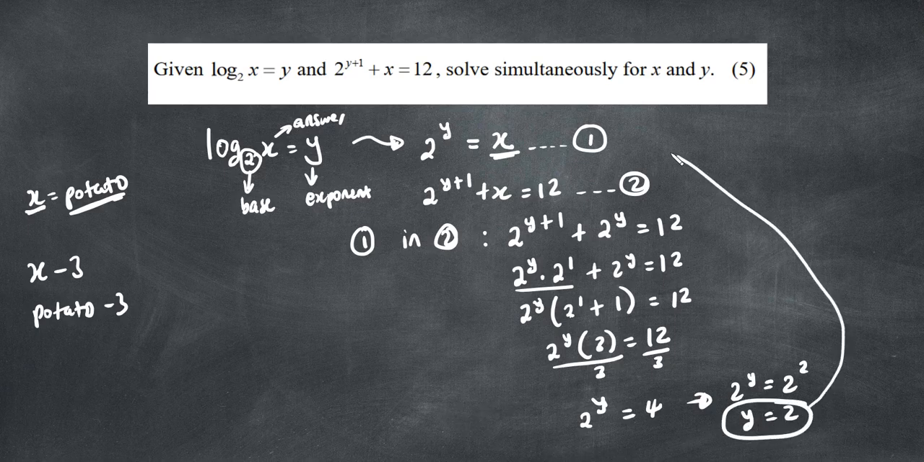Then you can take this into your first equation. Then you say therefore your x would be 2 to the power of 2. Therefore your x would be 4. Nice. Then you have solved simultaneously. You found the value of x and you found the value of y. So that's what we do there.